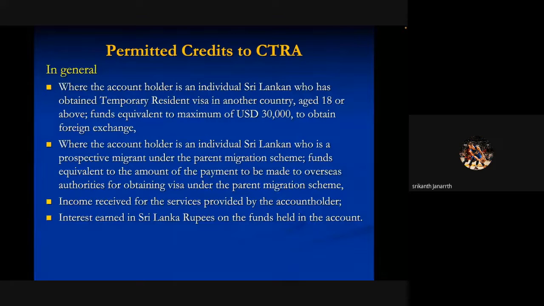parent migration scheme. Funds equivalent to the amount of payment to be made to overseas authorities for obtaining the visa, because sometimes what happens is a large amount needs to be paid to get the parent visa. If you look at Australia, I think $45,000 to $90,000 for one parent you have to pay. So much money is required under parent migration. So you need to send that money, and for you to send that, you use the CTR account.